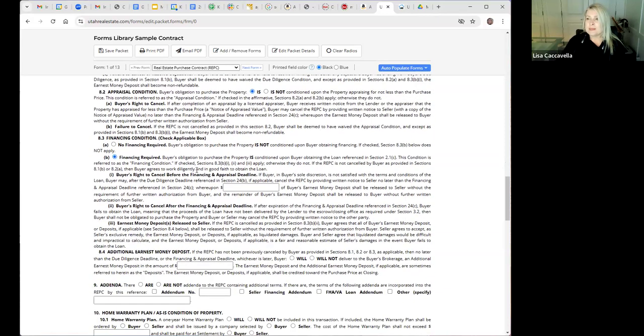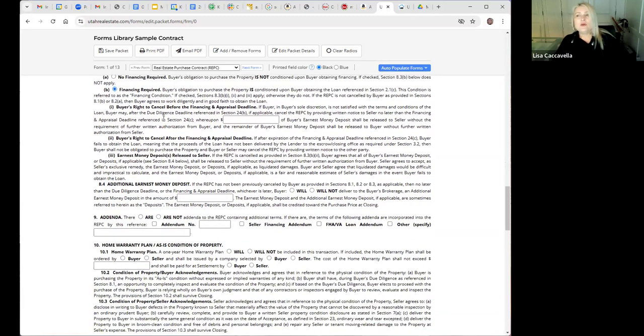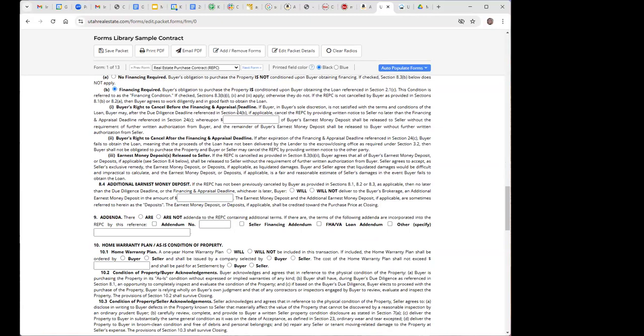Okay. Now, again, when you have multiple offers, this is a really good section that they added in not so long ago, that has the buyer's right to cancel before the financing and appraisal deadline.